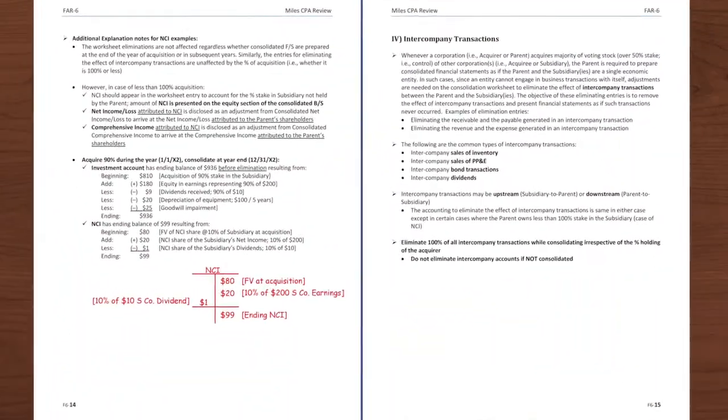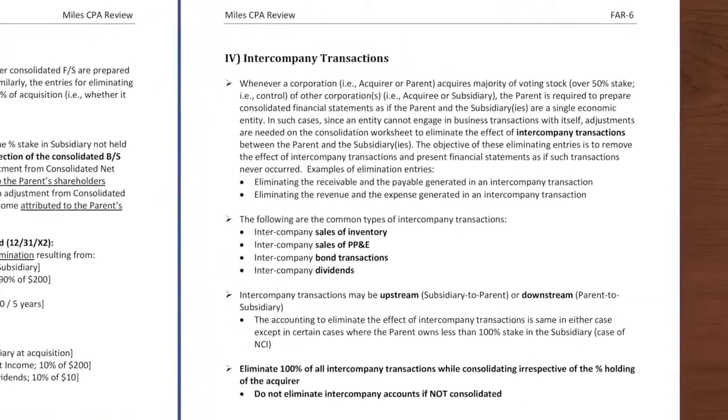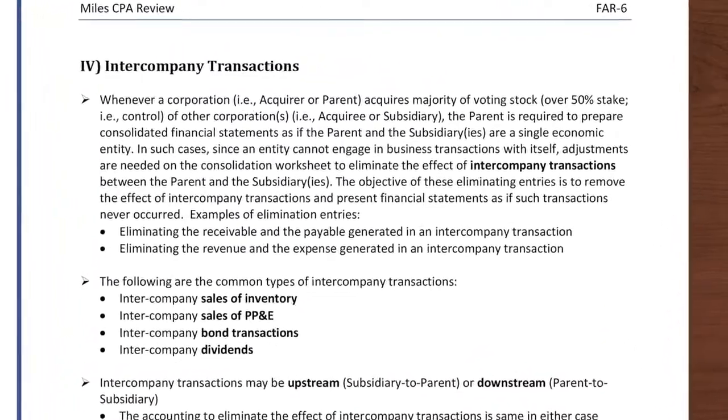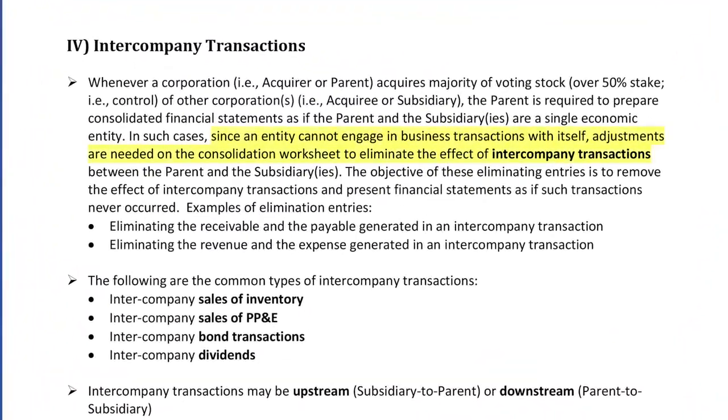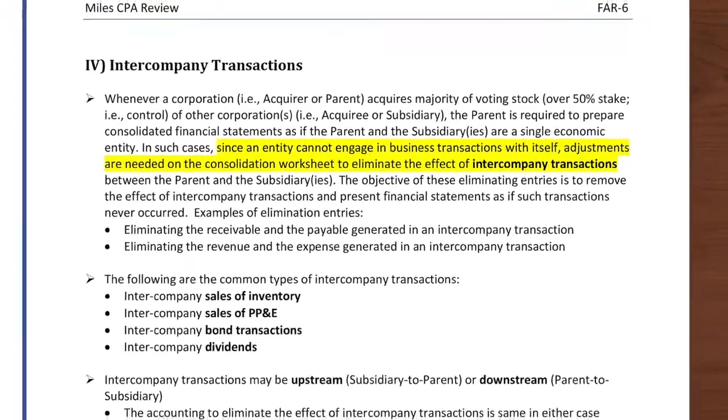Starting page 15, we are talking about intercompany transactions. Highlight: since an entity cannot engage in business transactions with itself, adjustments will have to be made on the consolidating worksheet in order to eliminate the effects of intercompany transactions. So you have the parent's numbers and the subsidiary's numbers, but now we are looking at one economic entity.